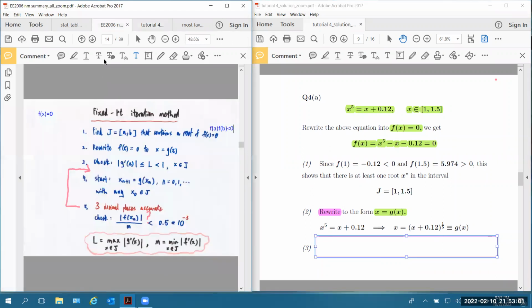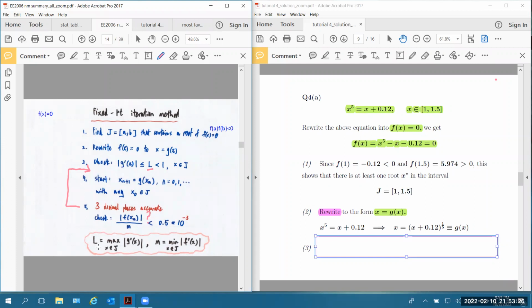Now we go to the third step. Okay, we want to see whether this g(x) is going to give us convergence or not, right? So you see, we want to check this. Now, actually, when we say check this, the main thing is to find the L. Only when you find the L, then you will know whether it is less than 1 or not, right? You can't do this if you don't know L, right? So we must go and find the L.